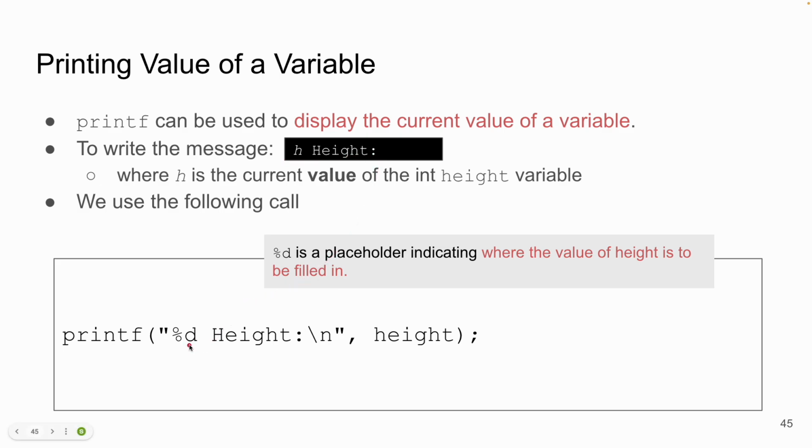And if I just change the place I have for the %d, the value of height will be printed out at the place I put the %d. So the message will become like this because I moved the %d from here to here. So this is how we can print out a value stored inside a variable.